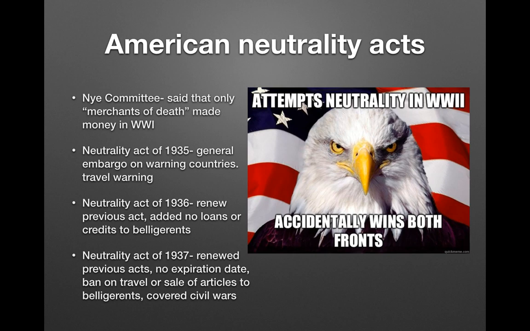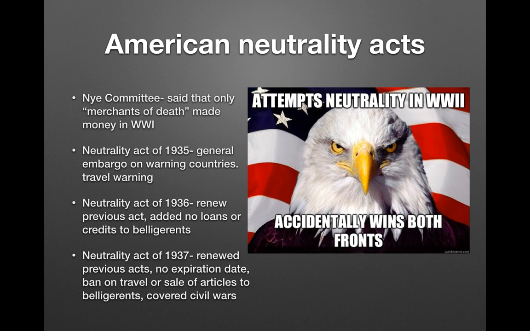any means necessary. The first Neutrality Act in 1935 is a general embargo, or stop selling, with warring countries. It also had travel warnings. The next year, 1936, they're going to renew the previous act and added you cannot make loans or credits to anyone belligerent who is fighting. In the meantime, the United States is going to become involved in a civil war in China. So in 1937, renewed the previous acts, no expiration date to this point, ban on travel or sale of articles to belligerents, and it did cover civil wars.